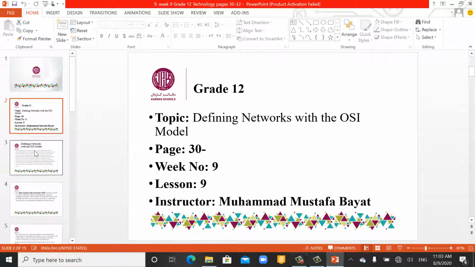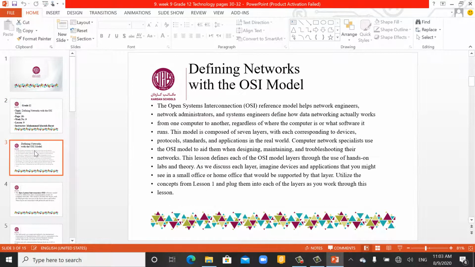So, most of the networking issues that we are going to study are about the concept. We should know the concept to establish a network. If we don't get the concept, we can't practically work it. So pay attention, be careful about the lessons that we are talking about here. You should learn it. Here we have defining networks with OSI model.